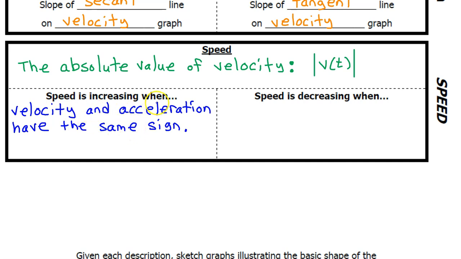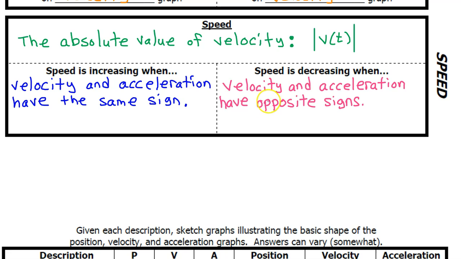Speed is increasing when velocity and acceleration have the same sign, like they're both positive or they're both negative. Either way, speed is increasing. Speed is decreasing when velocity and acceleration have opposite signs. If one's positive and one's negative, then the speed is decreasing. Let's go back to when speed is increasing, when velocity and acceleration have the same sign.